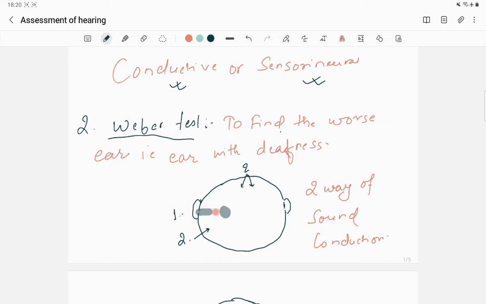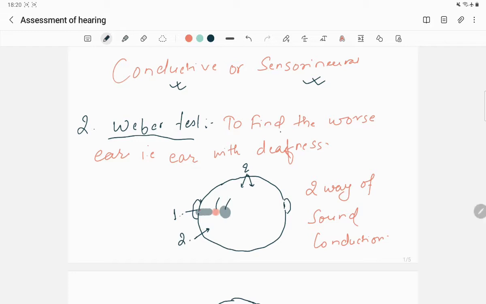Now, first let us understand anatomy and physiology of hearing. There are two ways by which we hear sound. Number one, by our pinna, external ear, external auditory canal, middle ear. This one is middle ear. This one is inner ear, which contains cochlea. From there, the eighth nerve takes information to the auditory center. This one is one pathway.